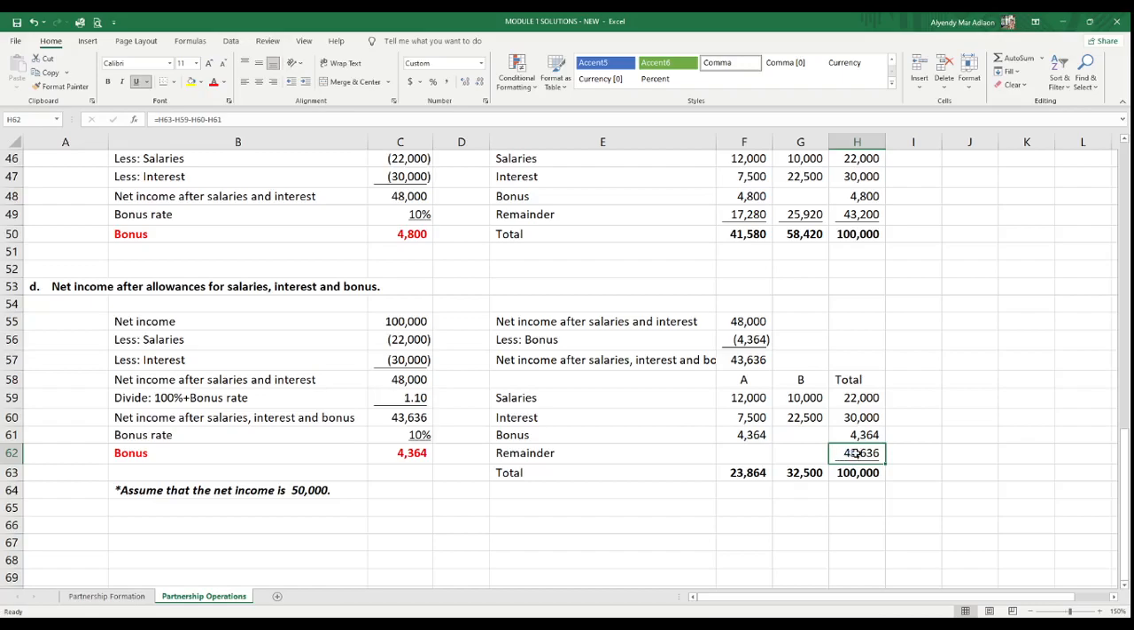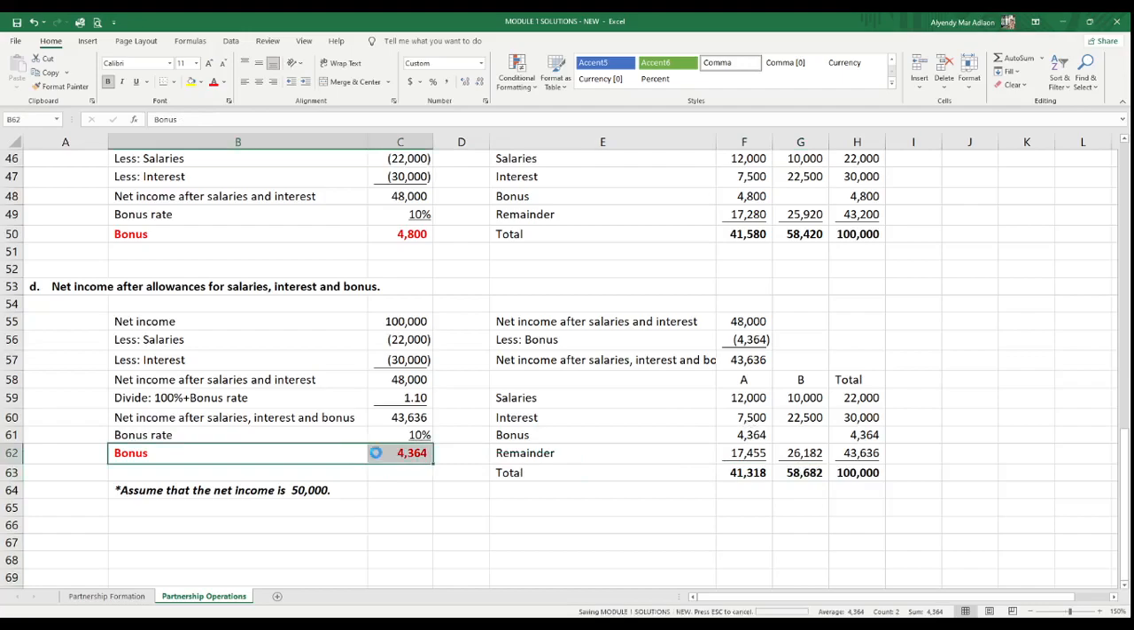Now, actually, this 43,636 here is the same as the 43,636 here, because this one is the net income after salaries, interest, and bonus. In other words, that is the remainder. Now, you multiply 43,636 times 40% and 43,636 times 60%. Okay, so you have their respective profit share.